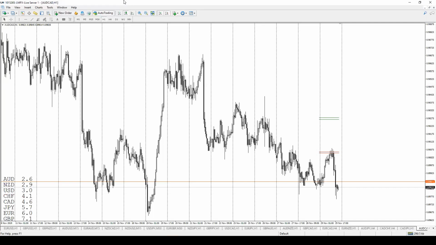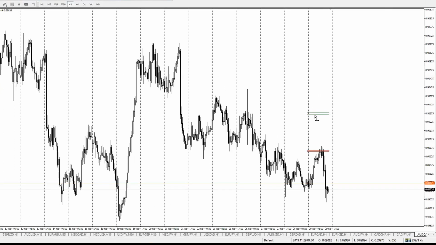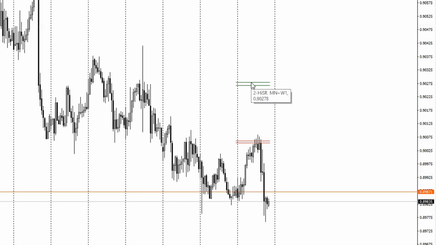I'm on AUDCAD. I'm on the hourly chart. We're looking at two different lines. Above, you see a green line. If you hover your mouse over it, you'll see that it says a high. It's a support resistance from a month and a week ago. Okay? So that's an important level.